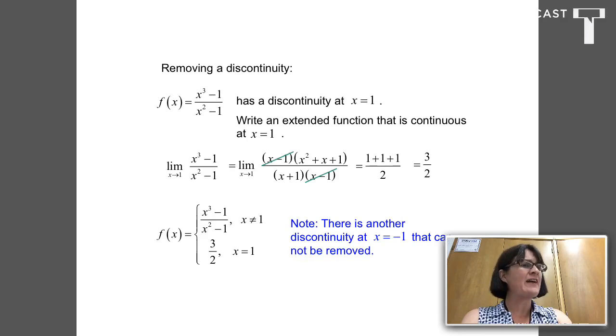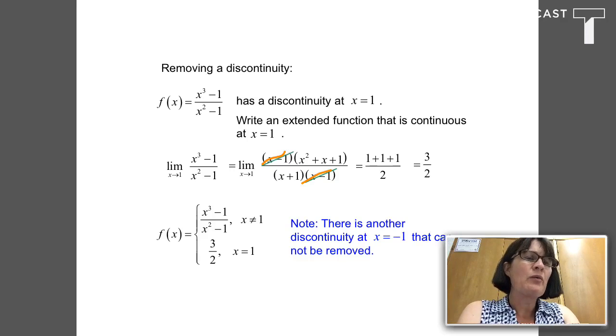So I'm going to start by factoring numerator and denominator, and when I do that, I see that this is a difference of cubes up top, and down below a difference of squares. So after I factored, I can notice that my x minus 1s cancel, which means that now I could plug x equals 1 into this expression, and I won't have a problem. I won't have a 0 in the denominator.